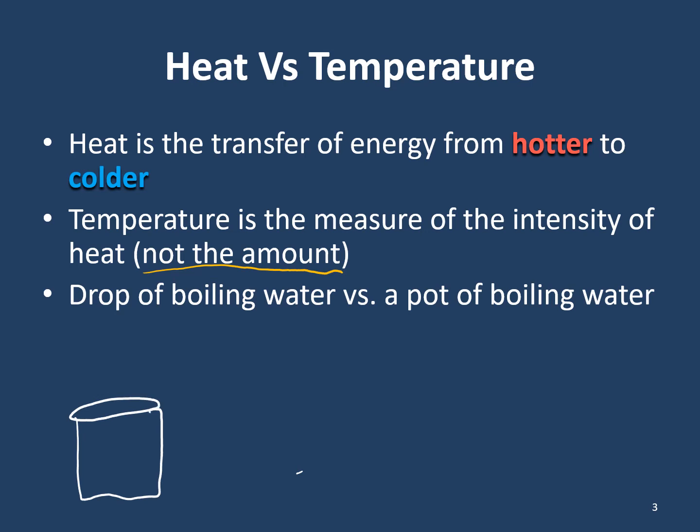Let's say we have a pot and it has a bunch of water and that water is boiling, right? Versus a single drop from maybe a medicine dropper. This drop is at 100 degrees Celsius if it's boiling. And all this water is also at 100 degrees Celsius when boiling, at least at sea level.